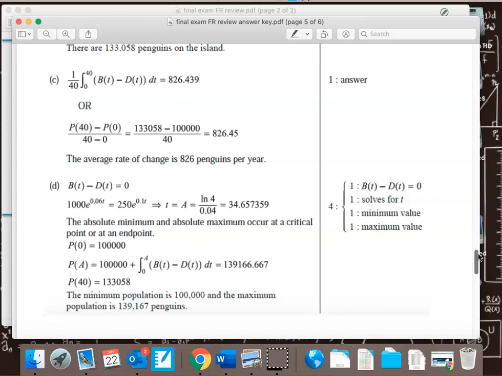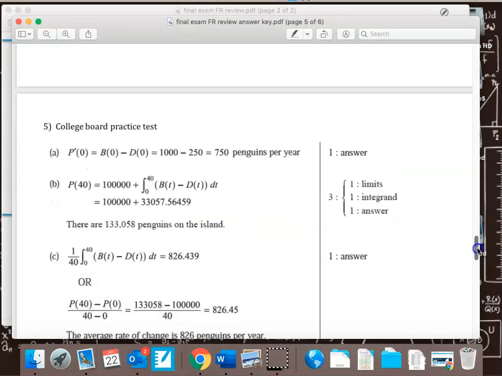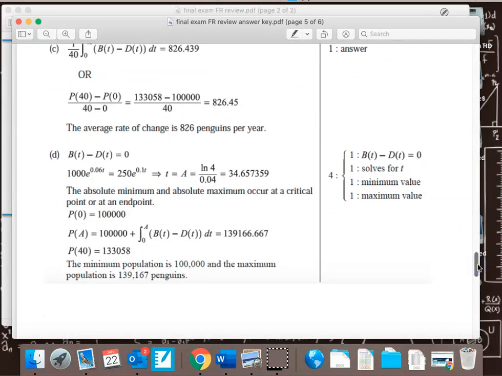P of 0 is given, 100,000. P of 40 you found in part B, 133,058. The only one you actually have to do then is P of this 34.657. And in order to do it, you're doing this thing right here, except instead of putting in a 40, you're putting in a 34.657, right? So you do that to find how many penguins there are at that time, which is 139,166 and 2/3 of a penguin, right?